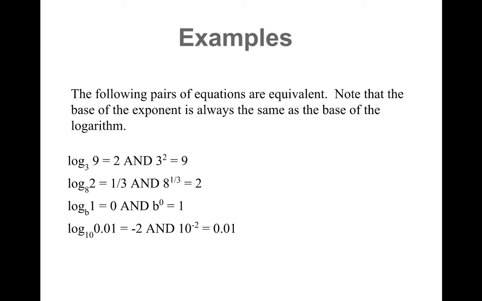Here are just a couple examples of equivalent equations, so make sure these make sense to you. Log base 3 of 9 equals 2. That's saying 3 to the second power equals 9. Log base 8 of 2 is saying what power of 8 equals 2. Well, we need to take the third root, and so the third root of 8 is written as an exponent as 1/3. Log base b of 1 equals 0 because b to the 0 equals 1. And then here we take a reciprocal, so 10 to the -2 equals 0.01.